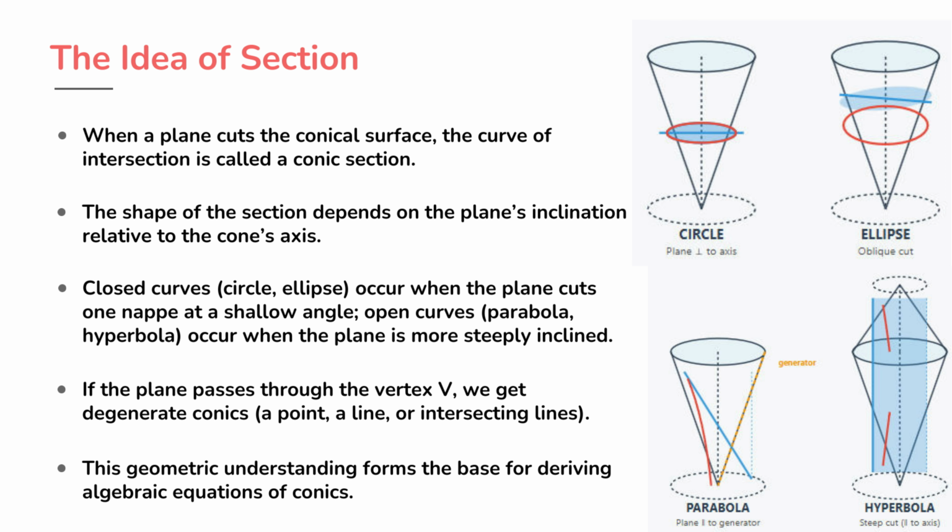And if the plane passes right through the vertex, oops, we get degenerate conics like a point, a line, or two intersecting lines. So, yes, how you slice it really does matter. It's kind of like cutting a watermelon. Depending on your knife angle, you get circles, ovals, or if you're careless, a mess.